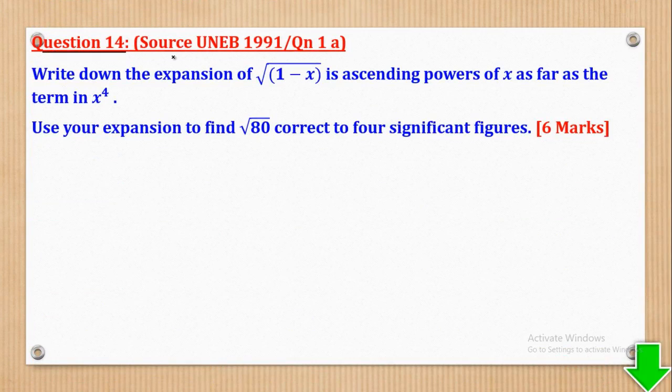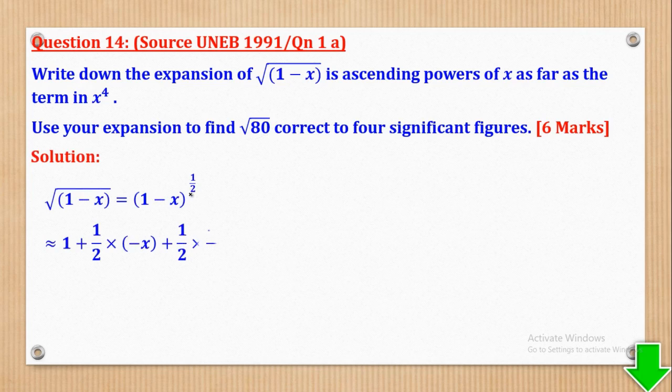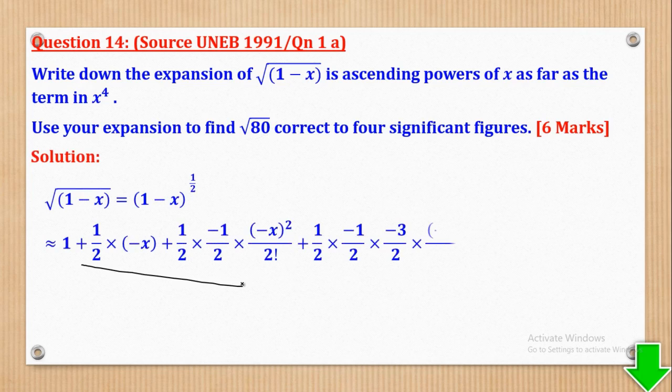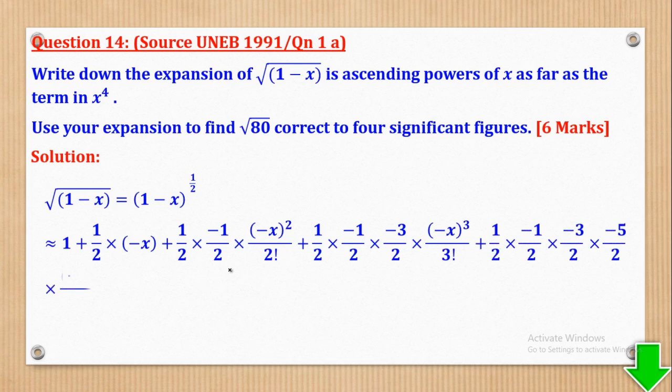Then question 14 came from UNEB 1991, paper 1, question 1A, and says, write down the expansion of this in ascending powers of x as far as the term in x power 4. Then use your expansion to find the square root of 8, correct to 4 significant figures. So we'll go through the same procedure. Square root is the same as power half, so you use the same method to expand. Then use a calculator and simplify to come up with that.